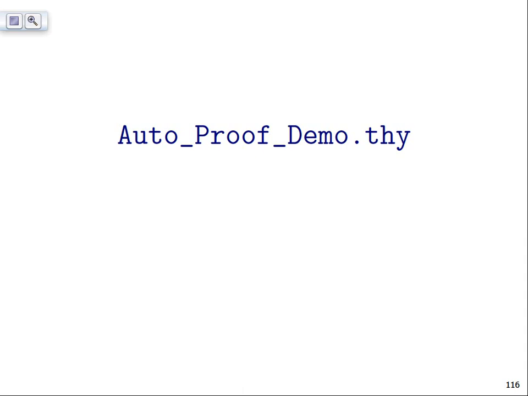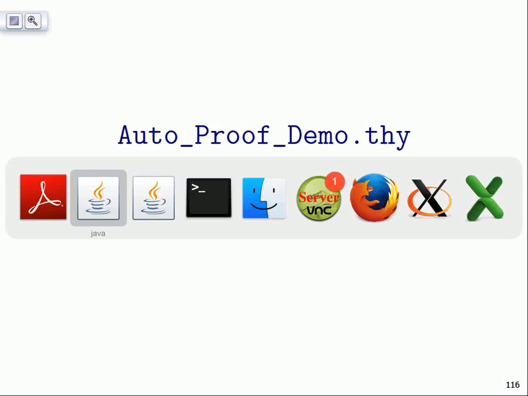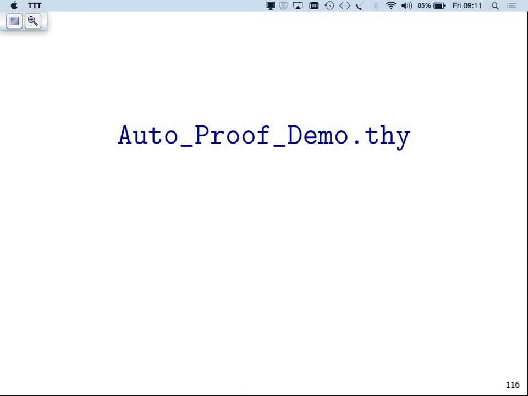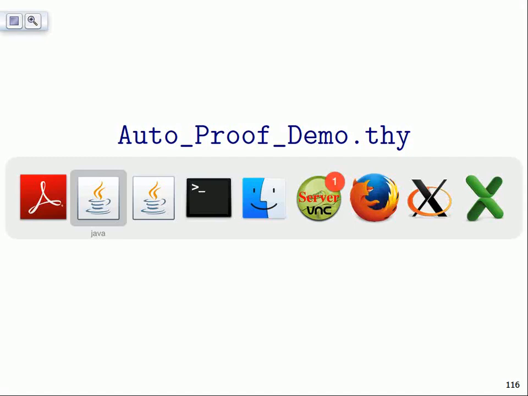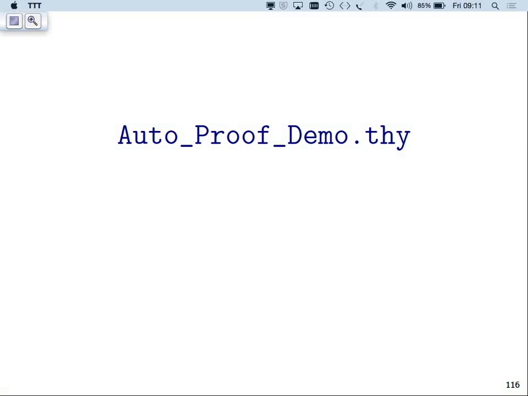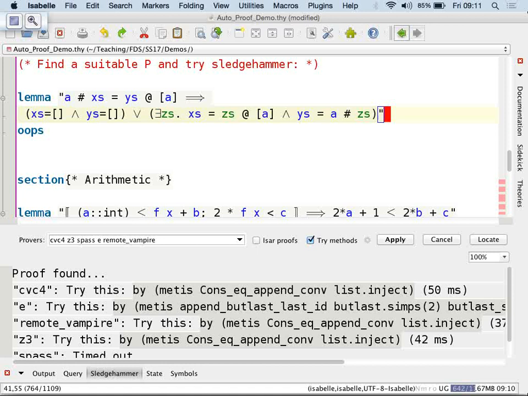Now let's look at some of the examples. No. There we are. I thought there we are. No. There.